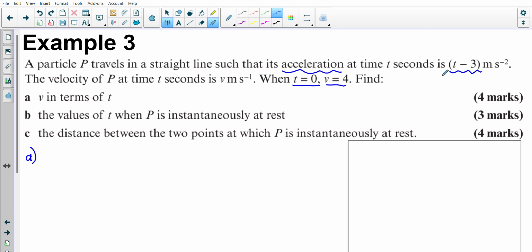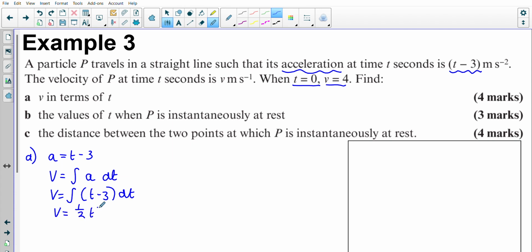And if I've got the acceleration, I'm going to be integrating the acceleration. So I'll just write that down. a is t minus 3. So to get v, I'm going to integrate a with respect to t. Again, you don't have to do this step, you could jump to this next step. When I integrate that, I get this with a plus c.